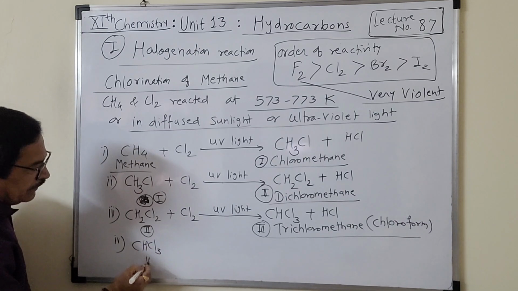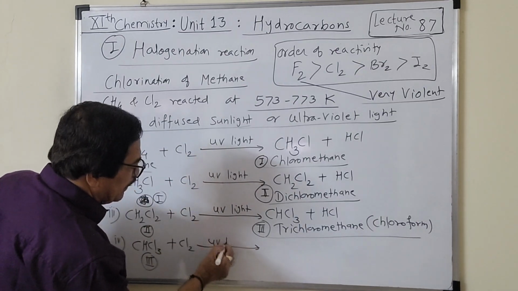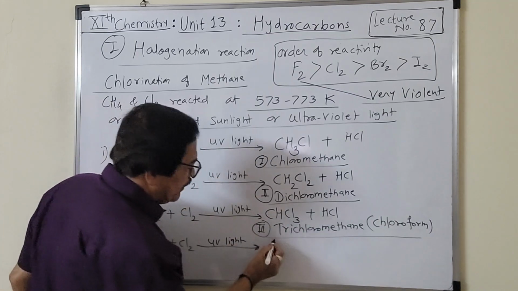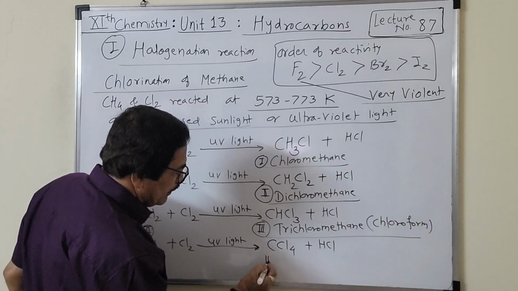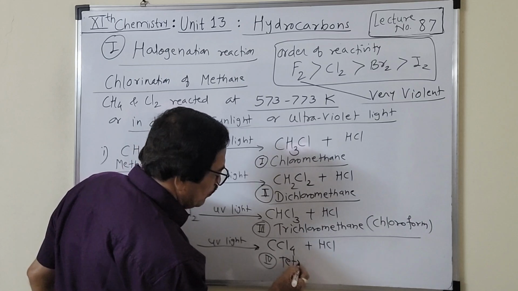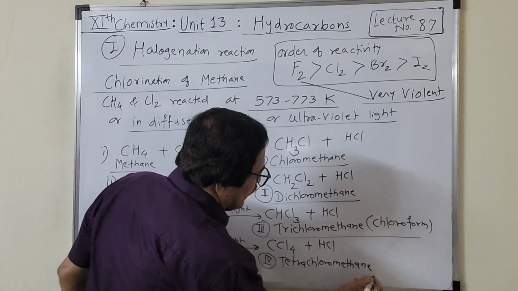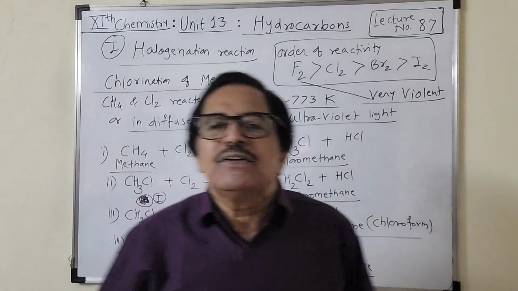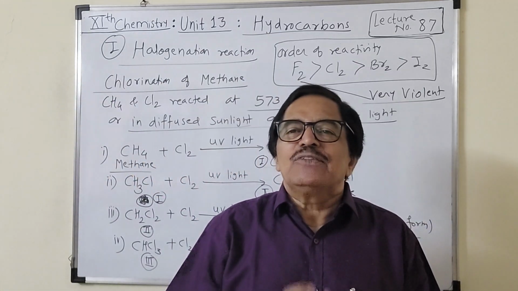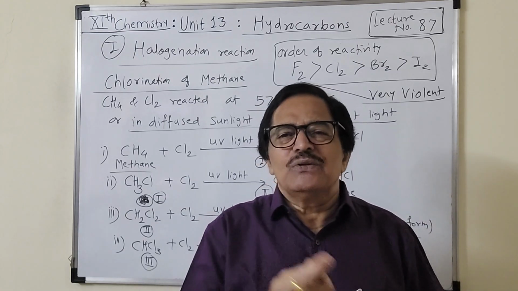Then number 4 now. CHCl3 in the last step will combine with one more chlorine in ultraviolet light. Now the last sole hydrogen will also go away and will be replaced by chlorine, forming HCl, and you will be getting tetrachloromethane. So actually we are getting a mixture of these 4 compounds: chloromethane, dichloromethane, trichloromethane and tetrachloromethane. One by one the hydrogen atom from methane has been replaced by chlorine. One has taken the place of another.